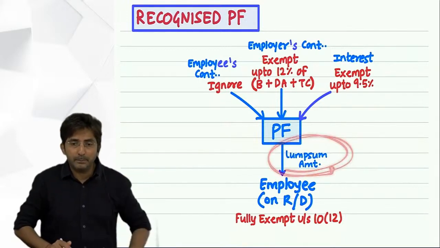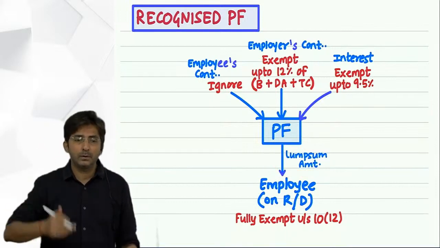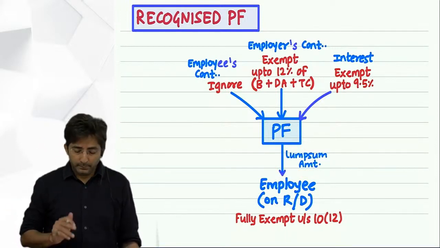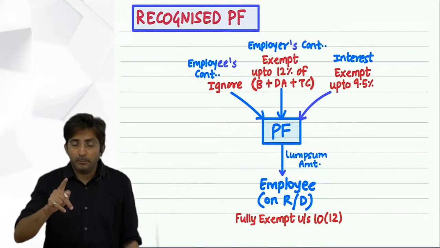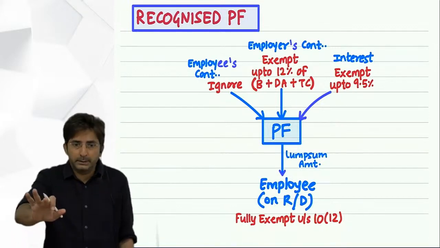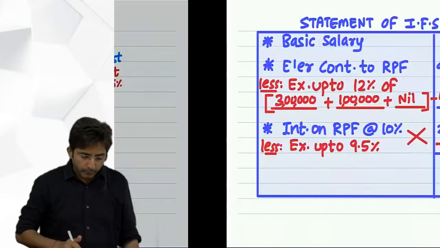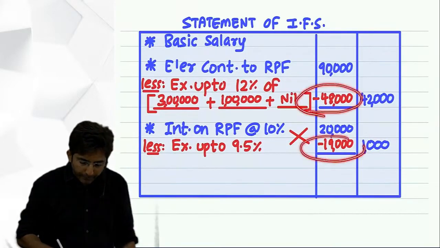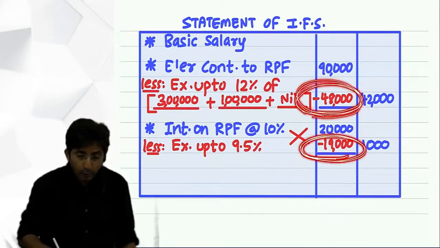But then you know what will happen? It will not be exempt means what? If you leave the job after 3 years, say for example 3 years, then you know what will happen? During 3 years, whatever exemption you enjoyed, that exemption will be withdrawn.